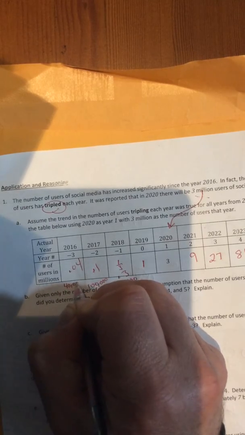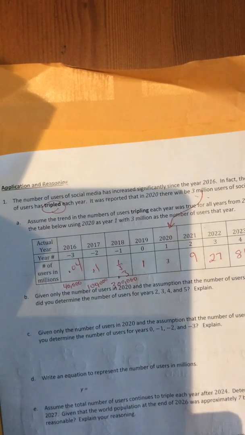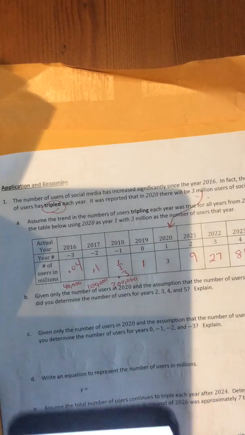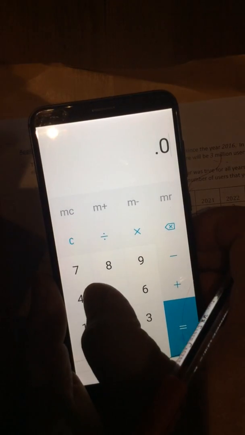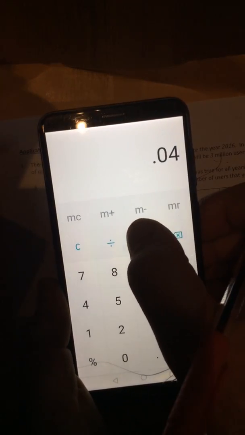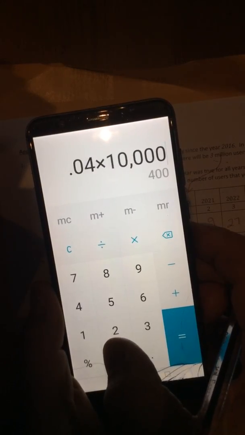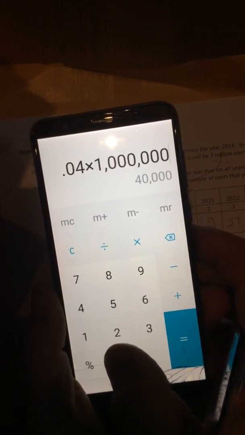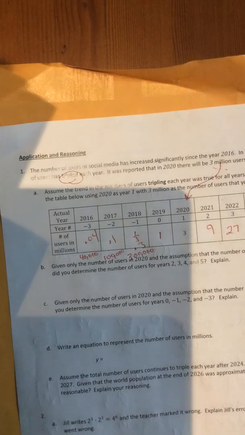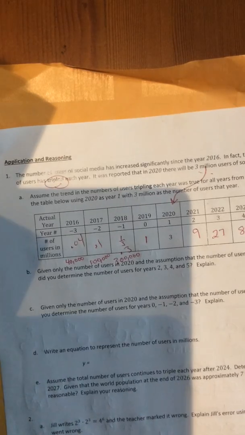And if you're not sure, you can always just type that in. You have a calculator right there. You can just type it in, 0.04 times 1 million. 1, 2, 3, 4, 5, 6. See, it's 40,000. Okay, so we got the table filled in.